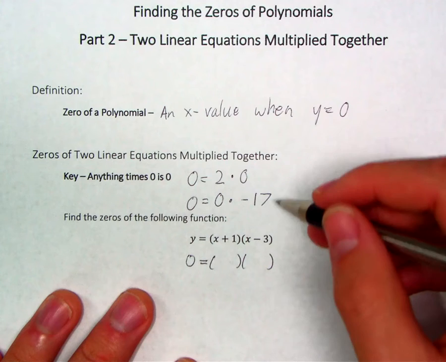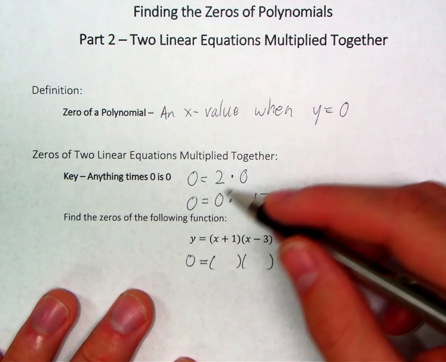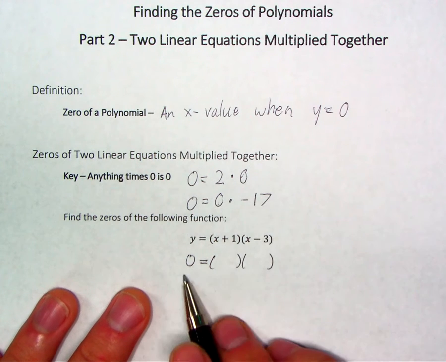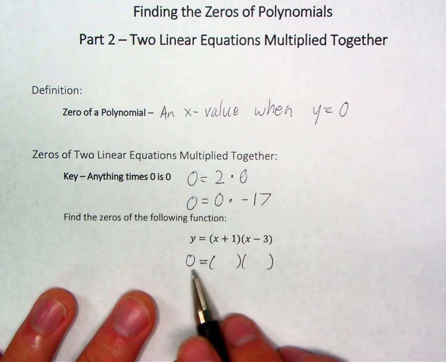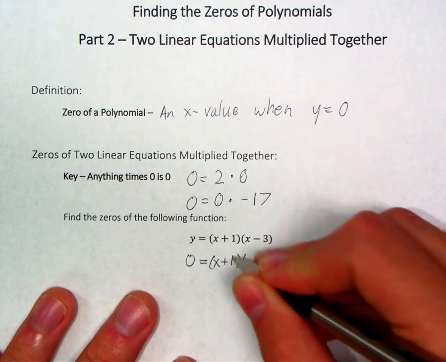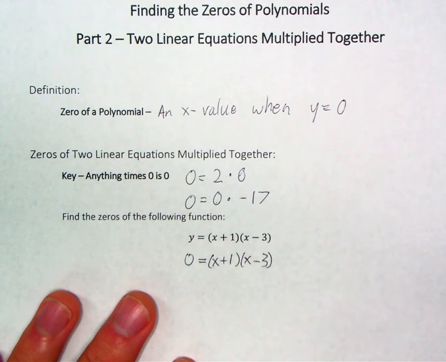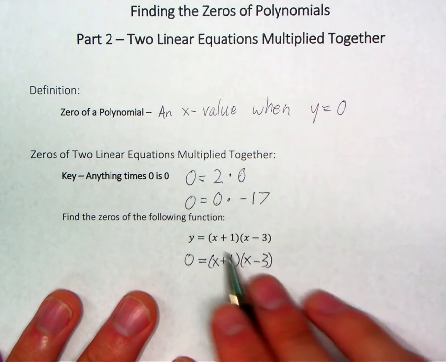And what did we learn up here? One of those things has to be a 0. And if it's a 0, then that will actually make the answer 0. So either x plus 1 has to be 0, or x minus 3 has to be 0. If either one of those is 0, this will be true.